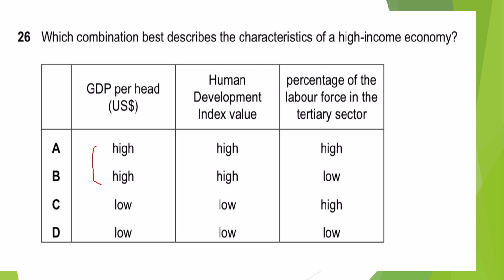Then percentage of labor force in the tertiary sector. In the tertiary sector high, or in the tertiary sector low? No, it's going to be high, because the tertiary sector is low in the developing countries, not in the developed country. It is low in the low income countries, not in the high income country, right? So for this, high GDP per head, Human Development Index value is also high, and the percentage of labor force in the tertiary sector would also be high. So A would be the correct answer for this MCQ.